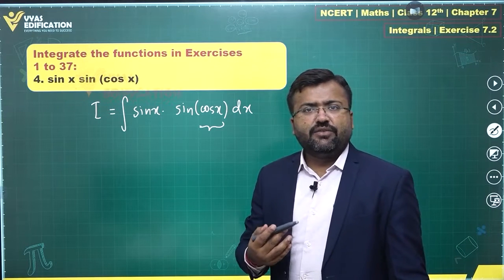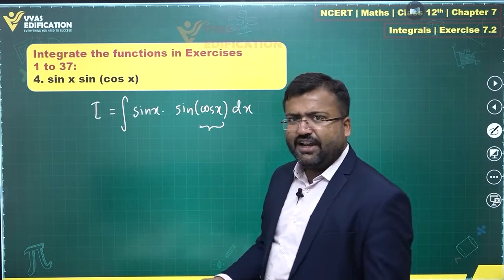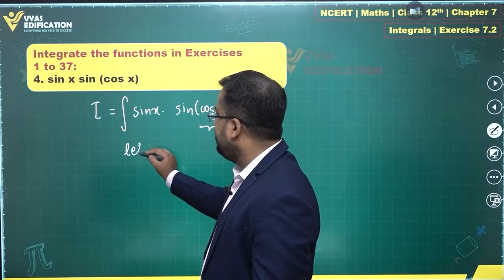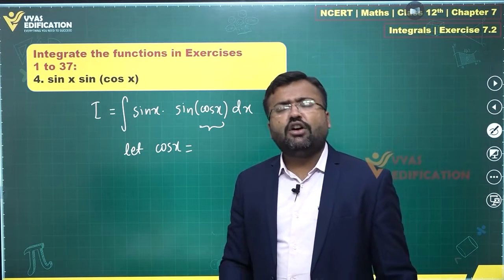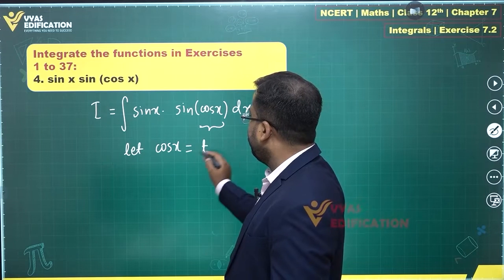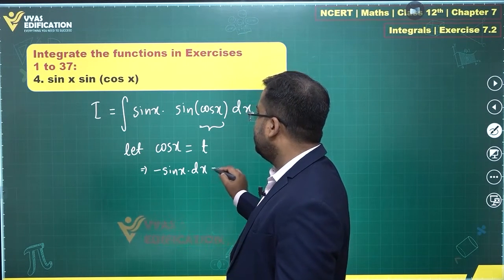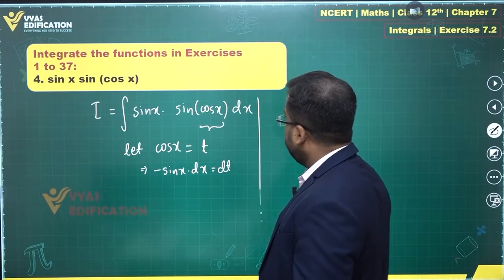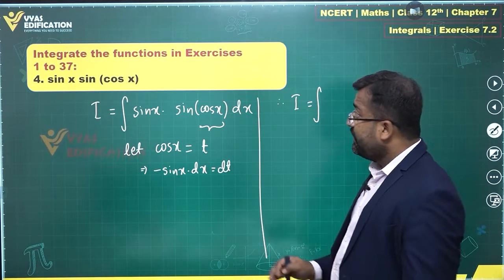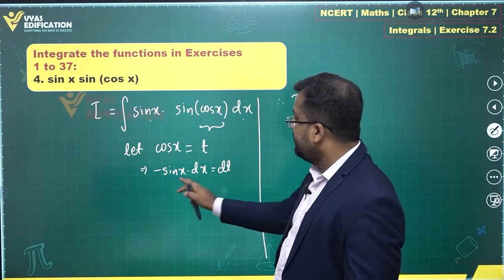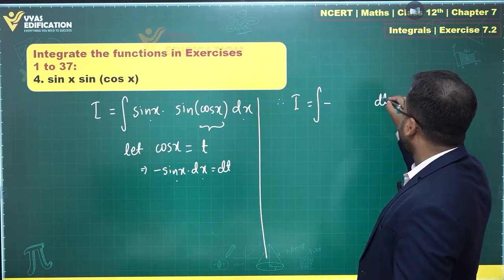But the derivative of cos x is minus sin x, so it is already present with the dx. So we can substitute. Let cos x equal t. That tells me minus sin x dx is equal to dt, and therefore integral I will be equal to what? Sin x dx is dt with the minus, so you get minus of dt.